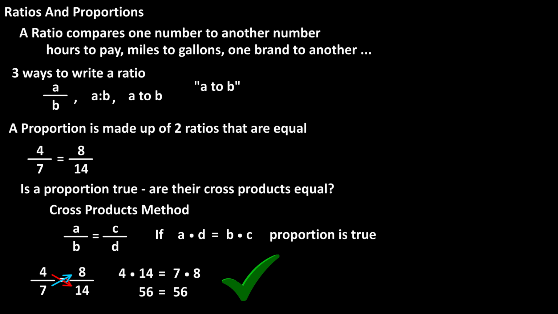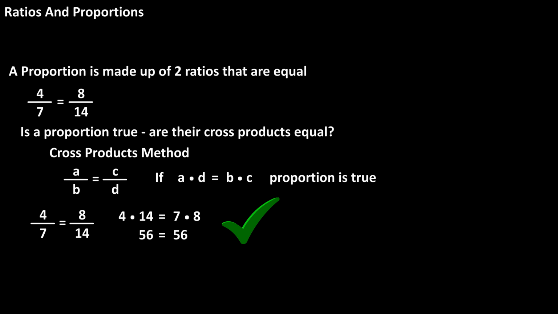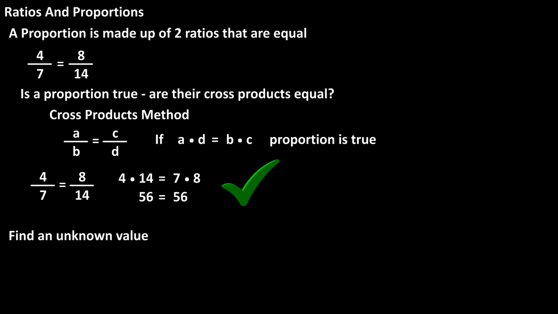Many times in proportion problems, you're required to find an unknown value, such as in the proportion y over 9 equals 25 over 45. In this case, we will use the method of cross products to set up an equation to find the value of y. We have y times 45 equals 9 times 25, and 9 times 25 equals 225, giving us 45y equals 225.